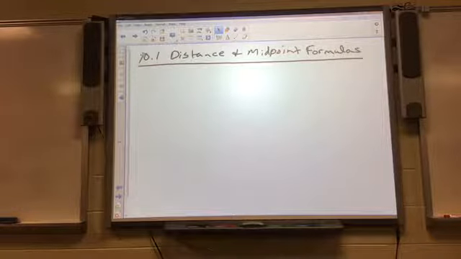So today's distance and midpoint formulas. Now, you've done both of these. Okay, I know for a fact you did because I had all of you in geometry. So it's more of a refresher than anything. We'll do a couple extra things with it.